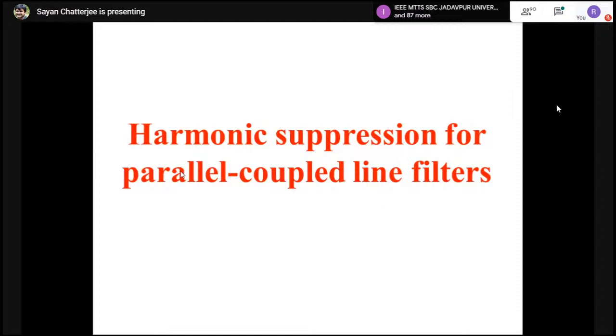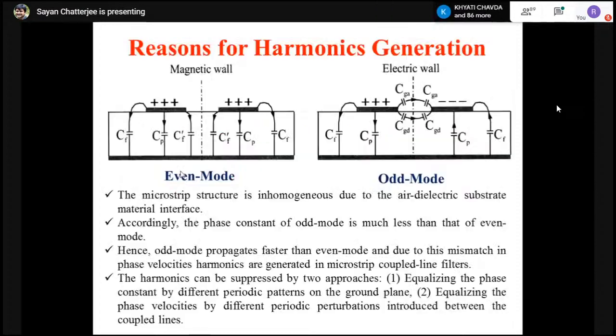So first we need to know why the harmonics are generated. The main reason in microstrip coupled lines is the odd mode and even mode. We know they are basically an air dielectric substrate, and you have a magnetic wall and electric wall between them, and due to the dispersion characteristics, as there are certain dielectric mediums and fringing fields, you have odd modes and even modes, and the phase constants for the odd mode and even mode are different. We have seen, and it is also noted, that the odd mode propagates faster than the even mode. And this is the main reason for the generation of harmonics. Odd mode propagates faster, even mode propagates slower. So overall, when you are taking a single value, they have a mode mismatch.